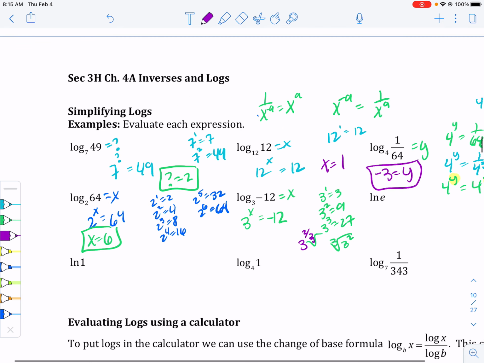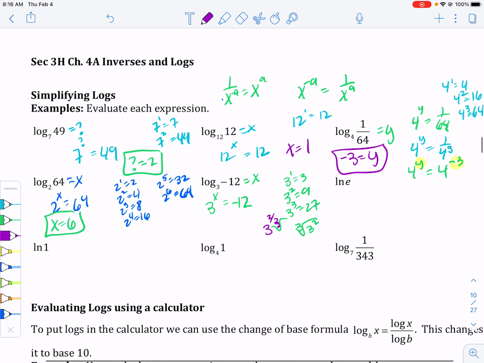Well, 3 squared is 3 times 3, which means that there's nothing to pull out, so this is as simple as it gets. That doesn't give us a negative, so maybe let's try a decimal. If we do 3 to the 0.5, I'm just going to use my calculator. That gives me 1.73.